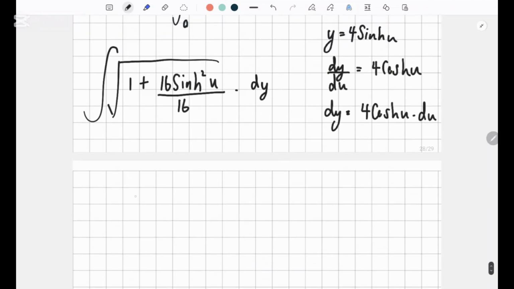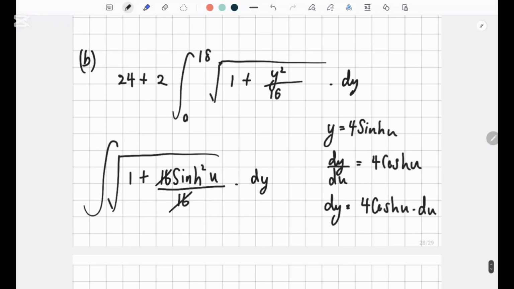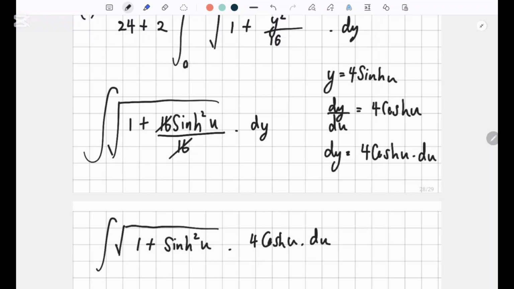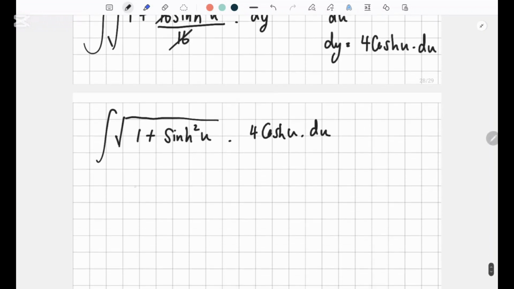So now in the roots, you can cancel off 16. So now we end up with 1 plus sinh squared u over 4 cosh u du, right? So you should know cosh squared u minus sinh squared u equals 1.